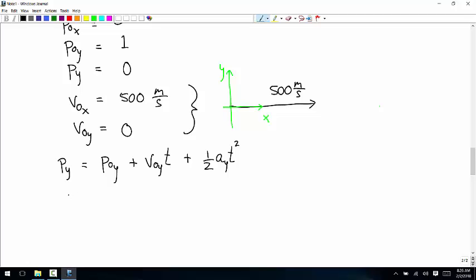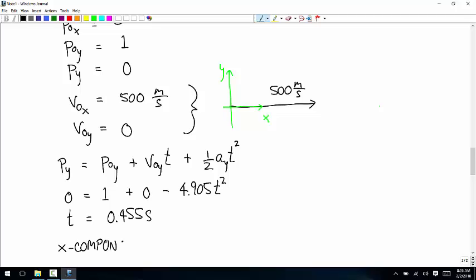Okay, so this equation comes out to say 0 is equal to 1 plus 0 minus 4.905 t squared. So t is equal to 0.455 seconds. It's the exact same equation we had before. So the x component information never even came into it.